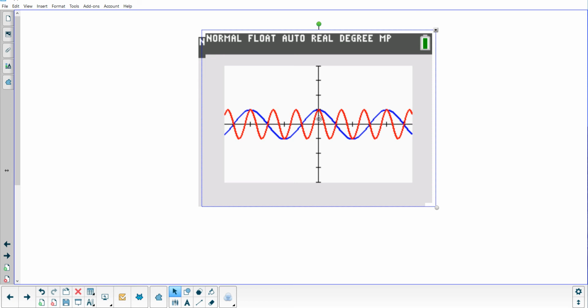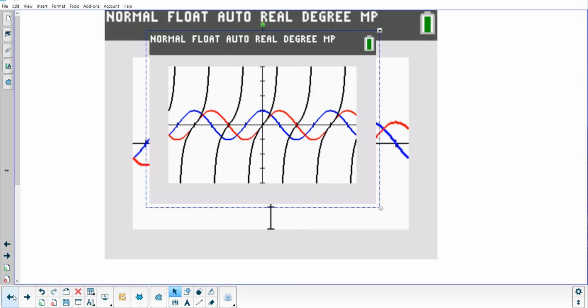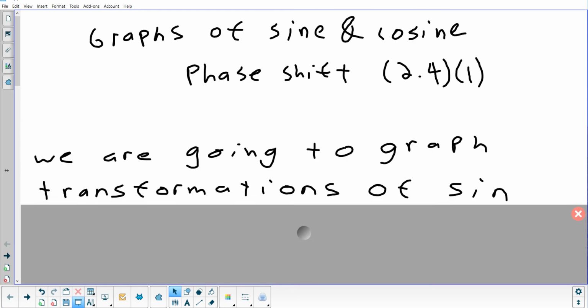If you don't have a graphing calculator, that's fine. We're not actually going to be graphing on a calculator. We're going to just do it by hand, but I wanted to show you what they look like quickly. All right. Let's go back here.